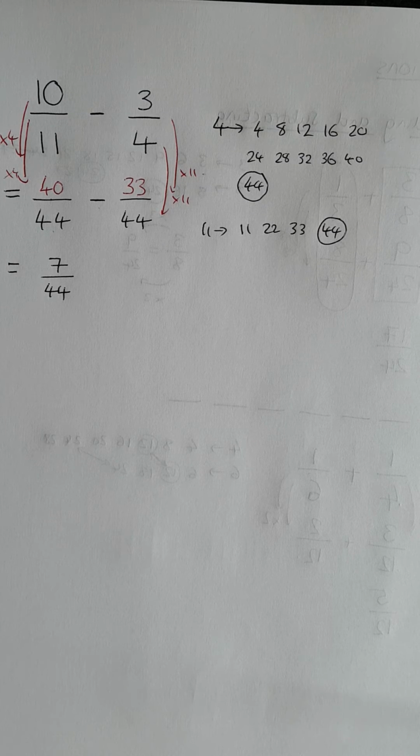In the next video, we'll look at what happens when things start to get a little bit trickier, because we haven't looked at simplifying and we haven't looked at mixed and improper numbers and how they come into play.